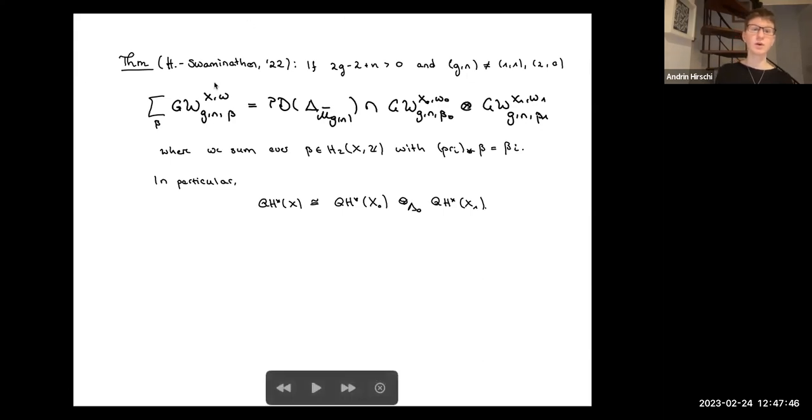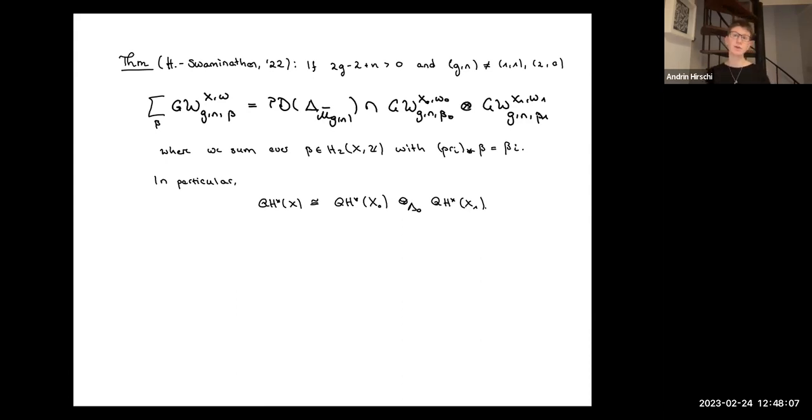So the sum over all β such that it projects to β0 and β1 respectively is equal to the intersection of the Gromov-Witten classes of X0 and X1 with respect to β0 and β1, capped with the pullback of the Poincaré dual of the moduli space of stable curves.